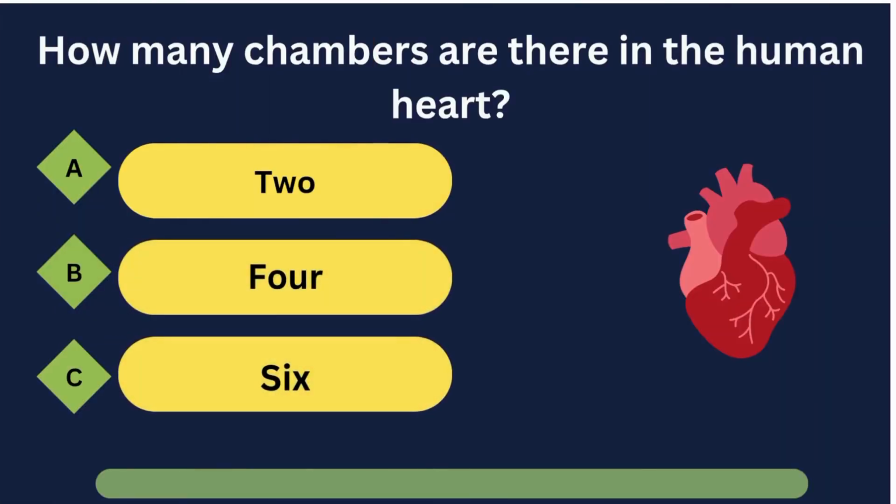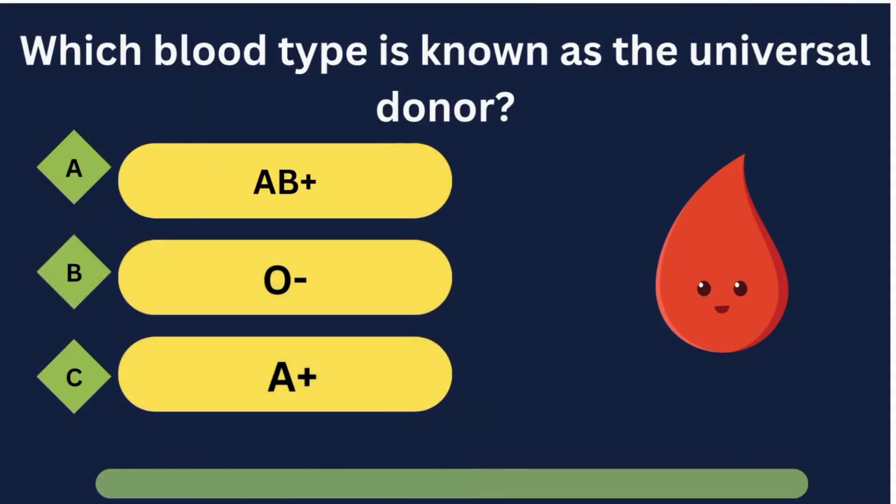Which part of the human body is responsible for controlling body temperature? Cerebellum, hypothalamus, brainstem. Which of the following is known as the source of renewable energy? A, wind. B, solar. C, coal.